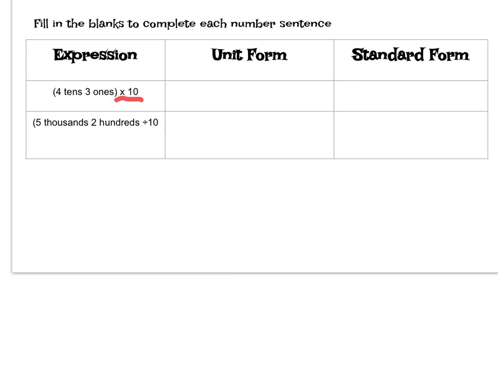So go ahead and pause the video and add 4 tens to your place value chart and multiply by 10 right now. So you should have drawn out 4 tens, multiplied that by 10, so then you have 40 tens. Every group of 10 tens is the same as 100. So in unit form, I would write 4 tens times 10 as 4 hundreds.